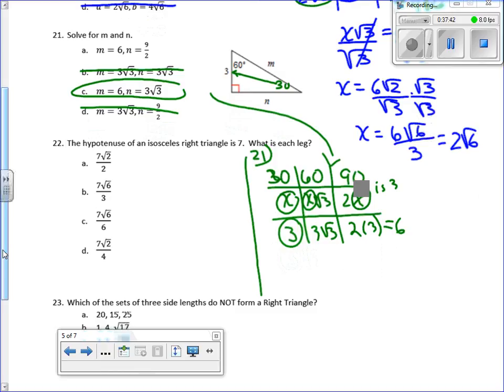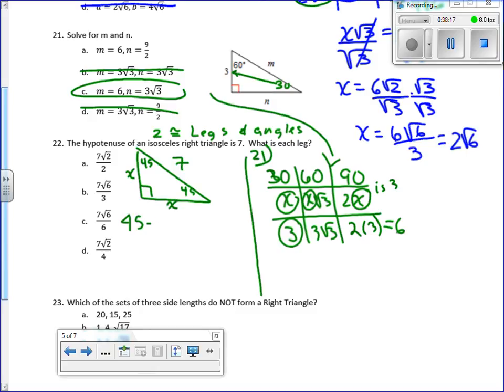The hypotenuse of an isosceles right triangle is 7. So we have a right triangle, right? The hypotenuse is 7. So if it's isosceles, that means it has 2 congruent legs and angles. That's an indirect way of telling us that this is 45 degrees and this is 45 degrees. And so that means this is x and this is x. So I have a 45, 45, 90 triangle.